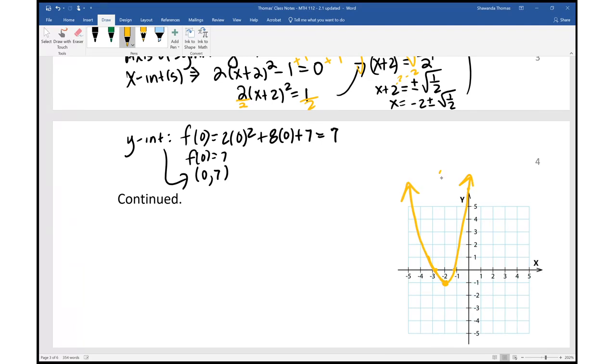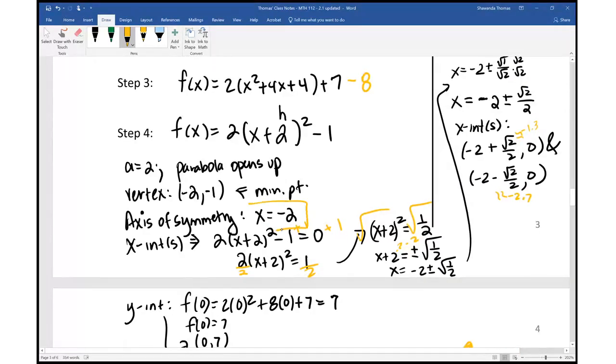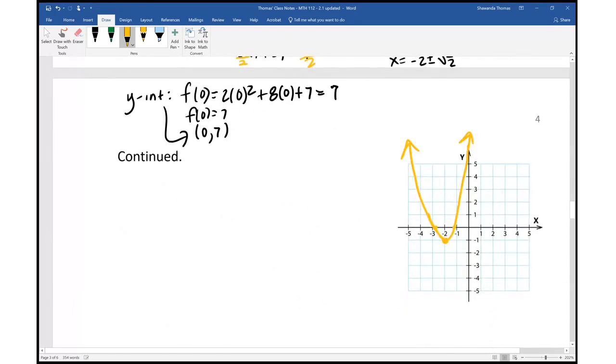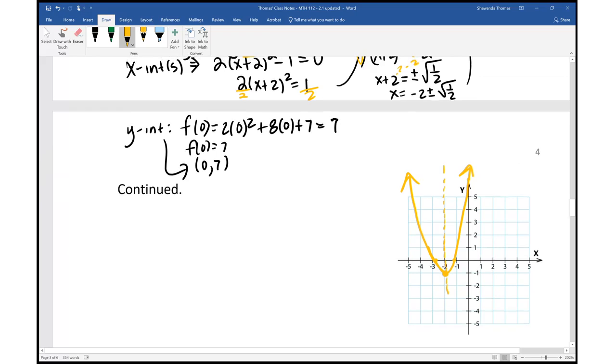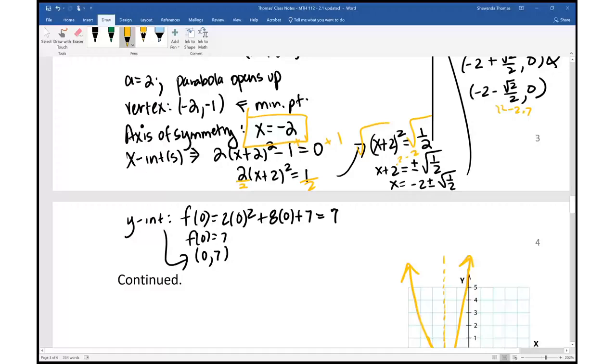And of course, you've got your axis of symmetry, which is x equals negative 2. So that should split it up in half. I didn't draw that as well as it should have been drawn. So it doesn't look like it, but it should split in half.